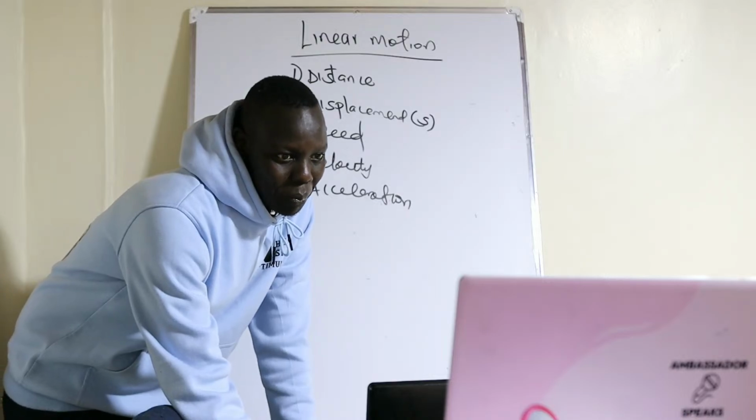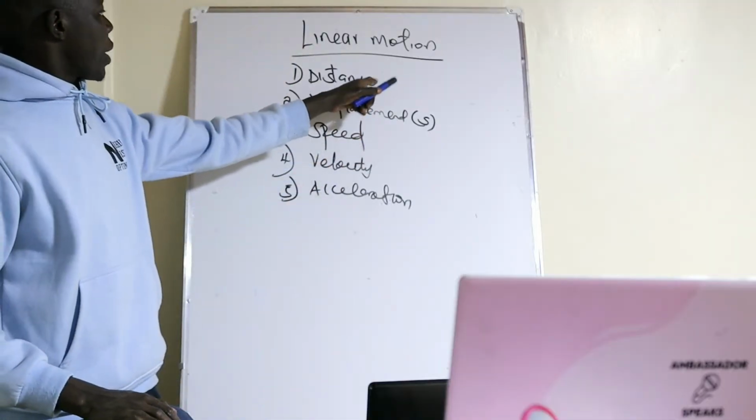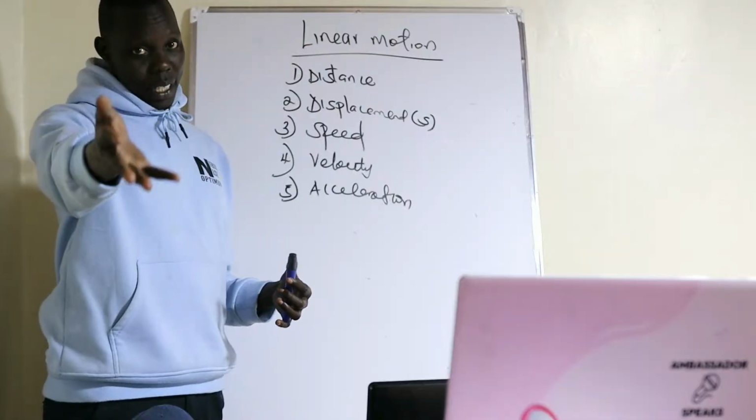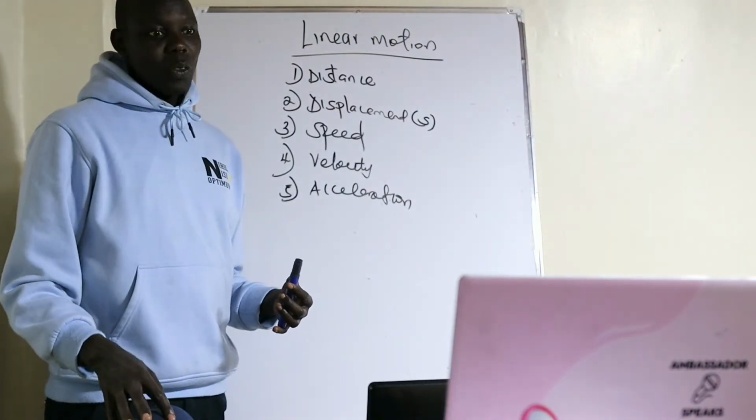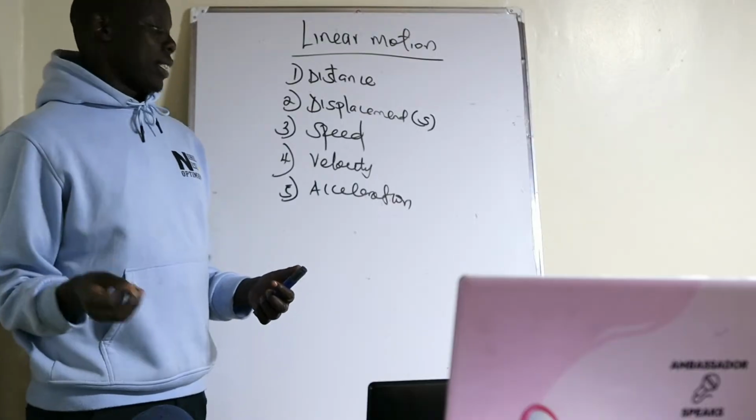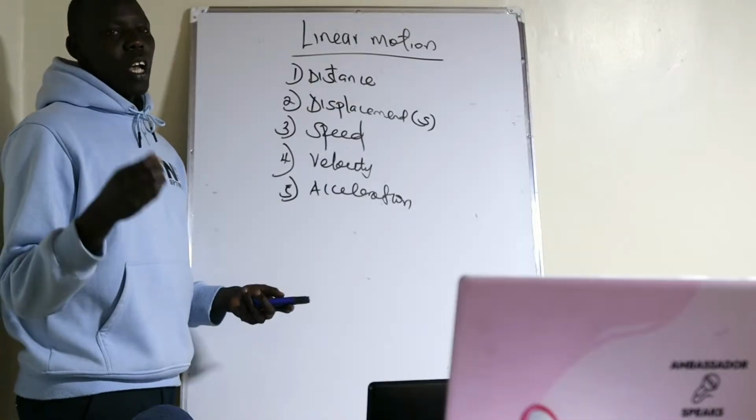Let's look at linear motion. I want us to start with distance. We shall be defining each term one by one as we move on. Distance: this is the actual length covered by a moving body. Actual length covered by a moving body.